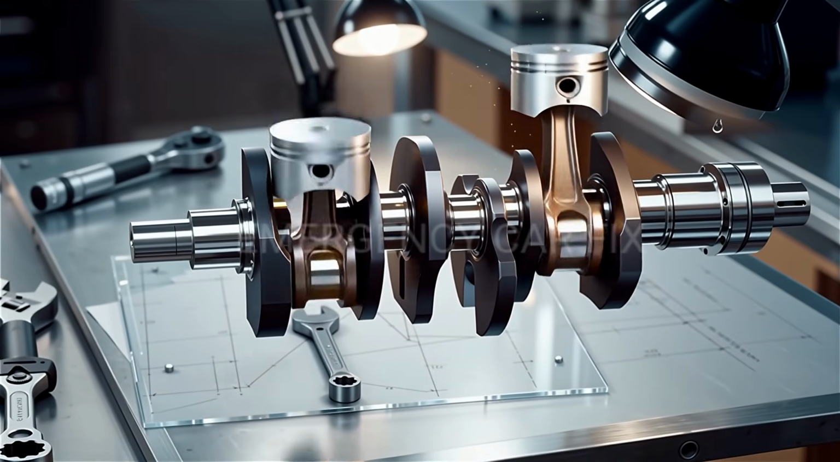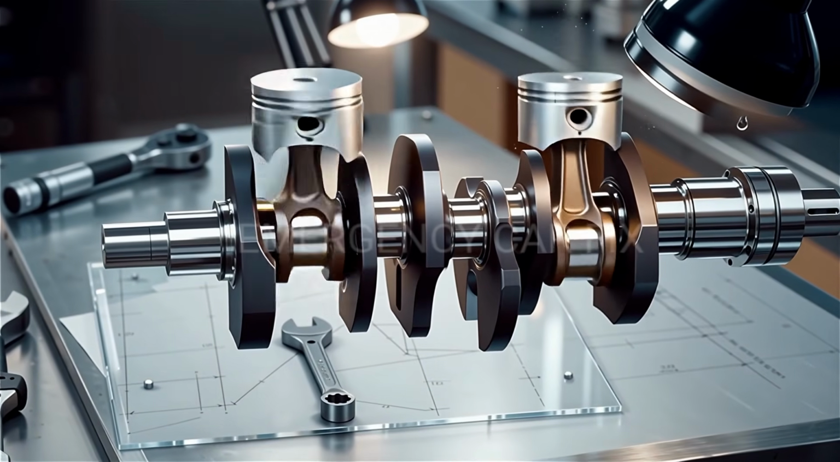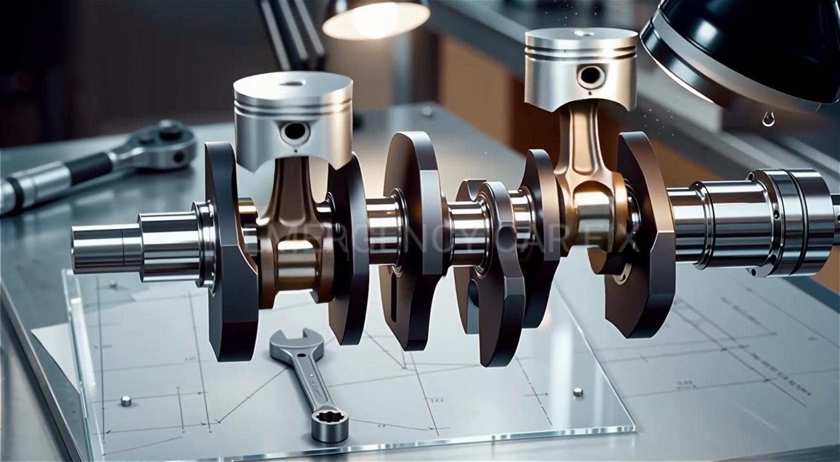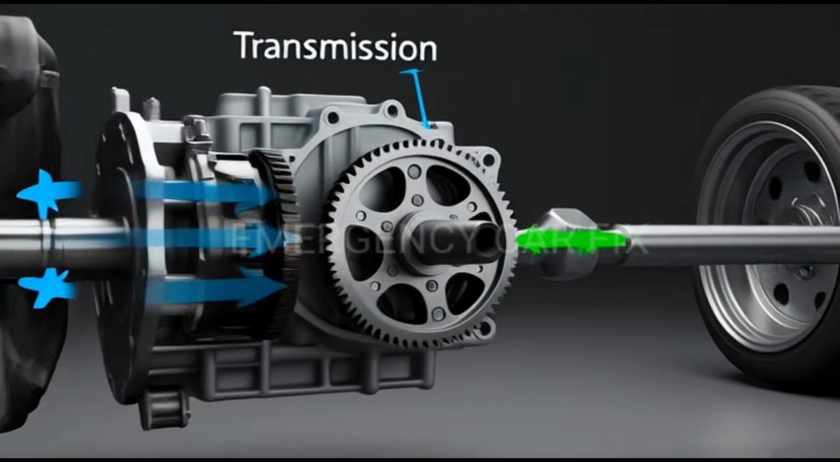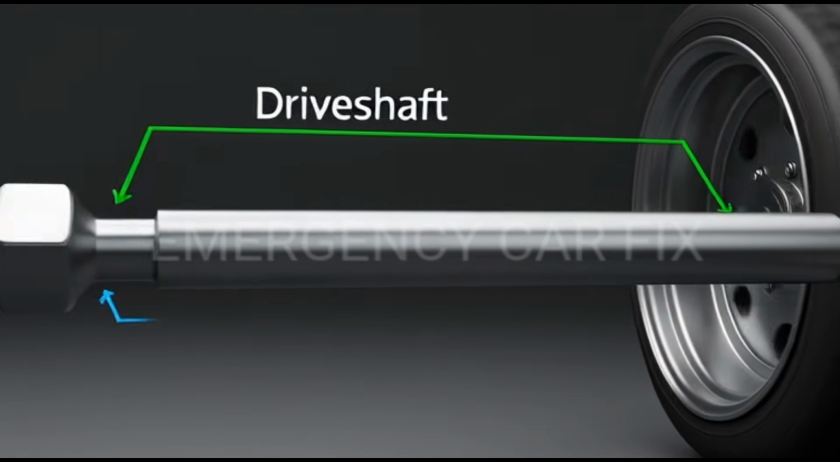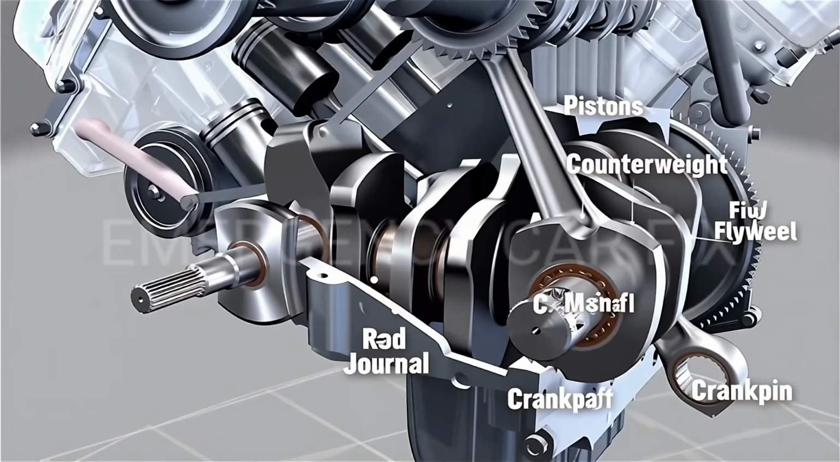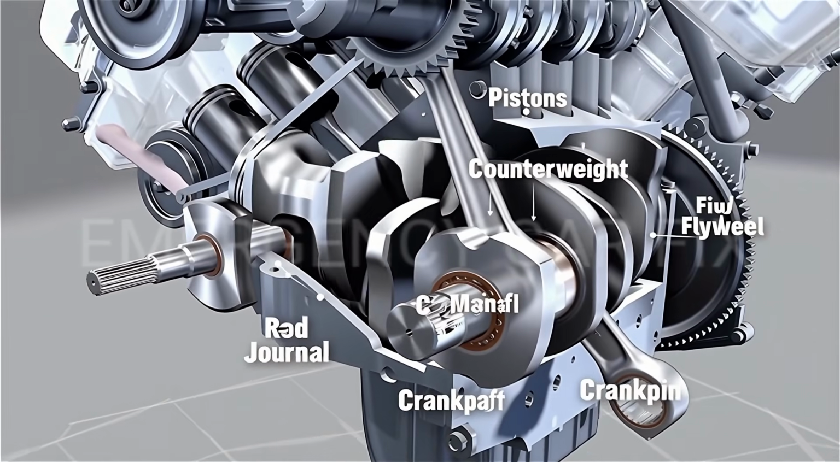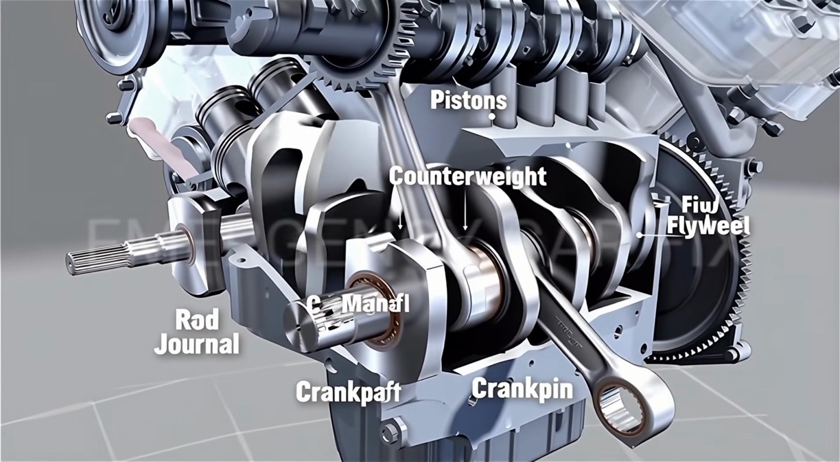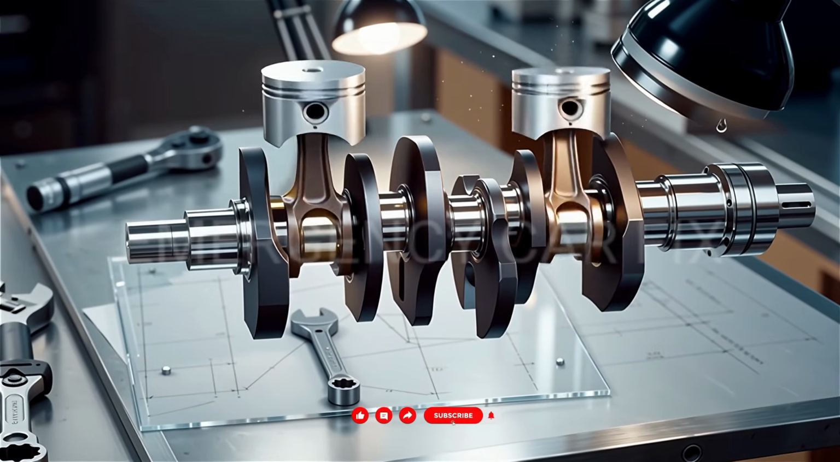Number 7. Crankshaft. The crankshaft transforms the linear motion of pistons into rotational motion, which ultimately powers the vehicle while maintaining balance and smooth operation through its precisely engineered design that handles high stress, continuous rotation, and varying engine speeds effectively.